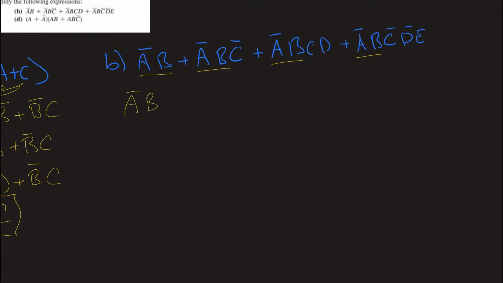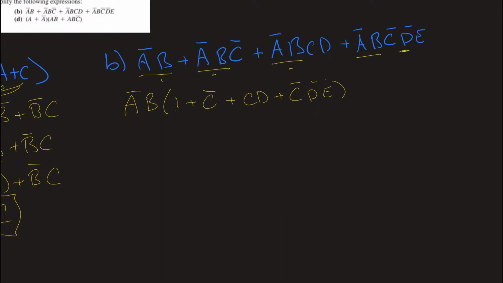So if I pull that A naught B out, then I have 1 for this one, or C naught for this one, or CD for this one, or C naught, D naught, E naught, or E for this one.